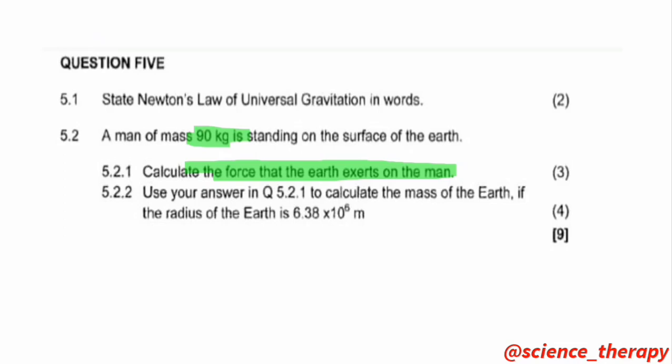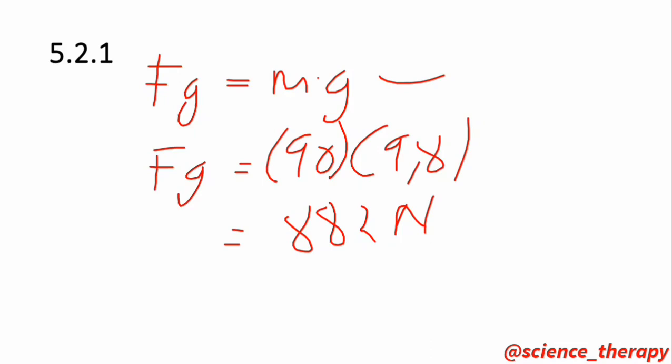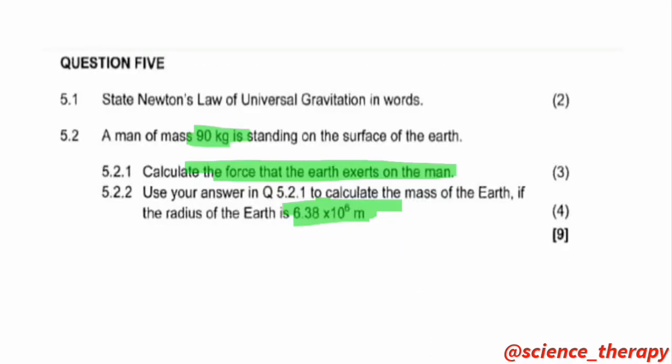Then let's go to 5.2.2. It says use your answer in question 5.2.1 to calculate the mass of the Earth if the radius of the Earth is 6.38 times 10 to the power of 6. So now we must calculate the mass of the Earth. We've been given the radius, so we know we have to apply the formula for universal gravitation. Is it in meters? Let's check. Yes, it is in meters, so no need to convert.